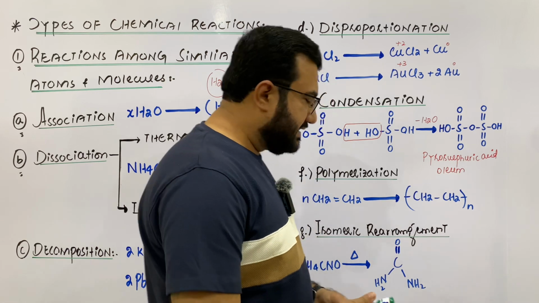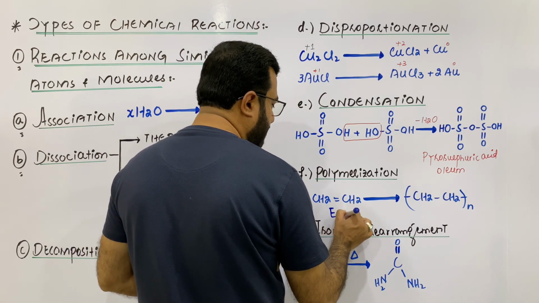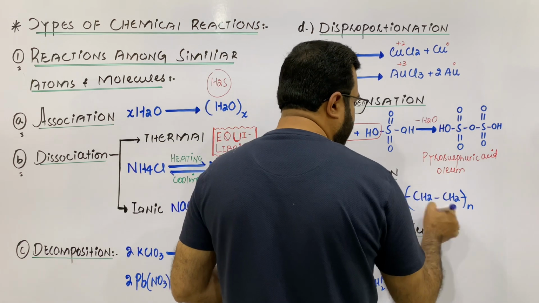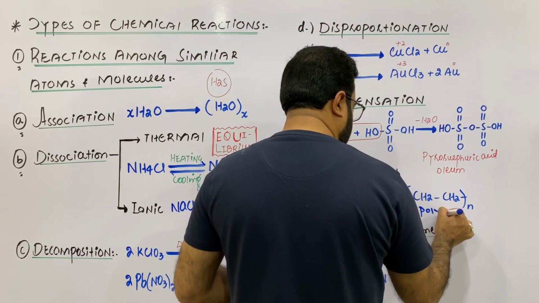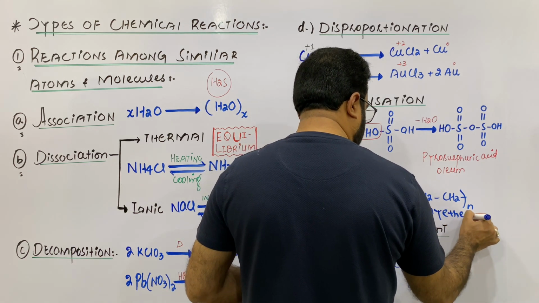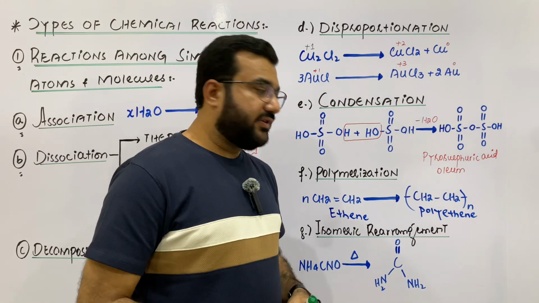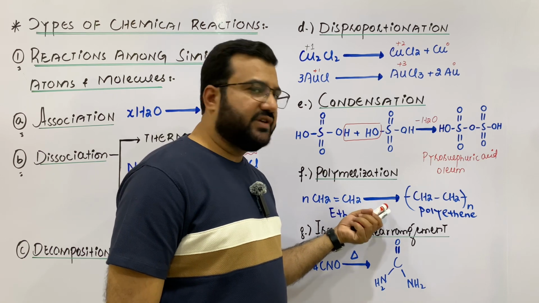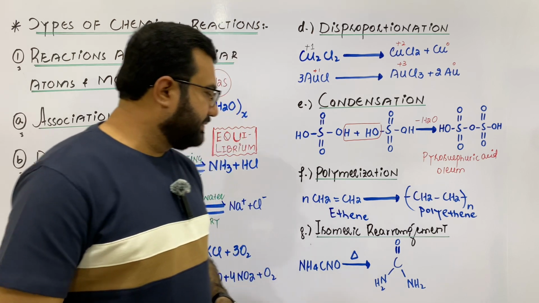Just like in this example, you can see this is ethene, which is the monomer, and when a large number of ethene units join, they form polythene. And ethene and polythene are entirely different from each other. Obviously, this reaction does not take place at room conditions. Some specific pressure, temperature, and catalyst are used.